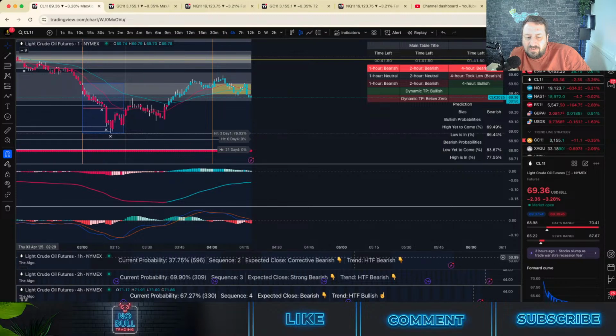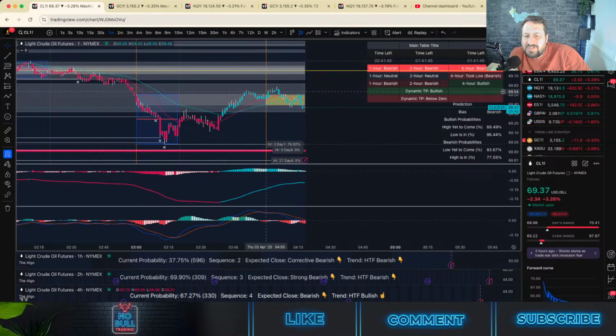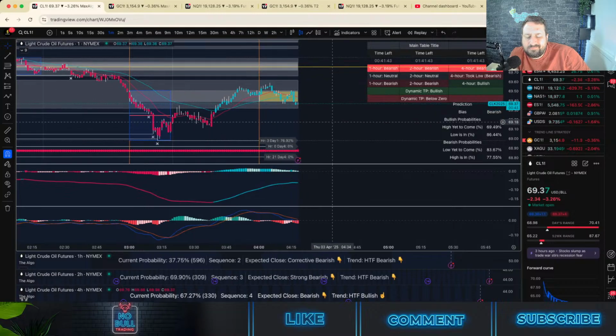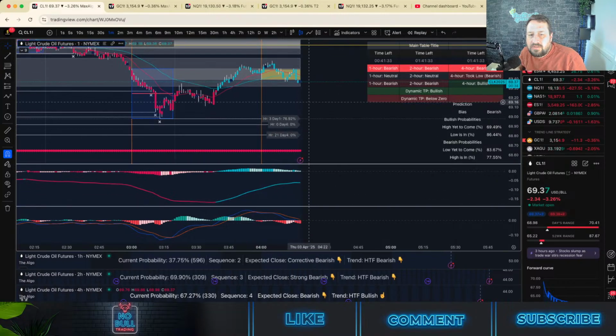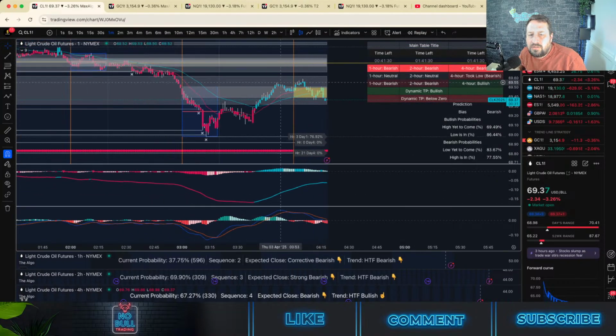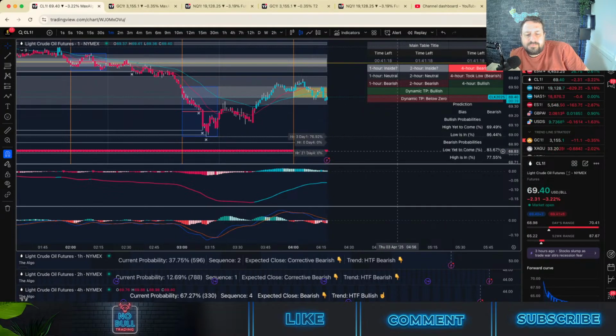Just the hourly algo is corrective. We've taken the high of the previous hour. I think we can wait for a better entry, even though, you know, I like the look of this. We've got 1 more minute. Let's see if we close below the 50% as well. Get a few more confluences.